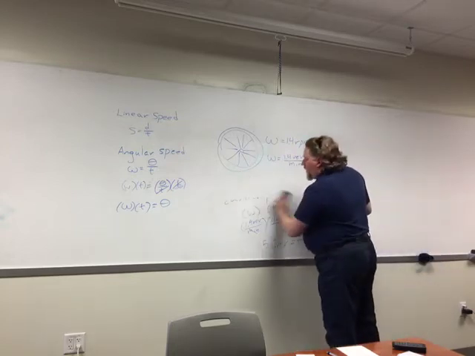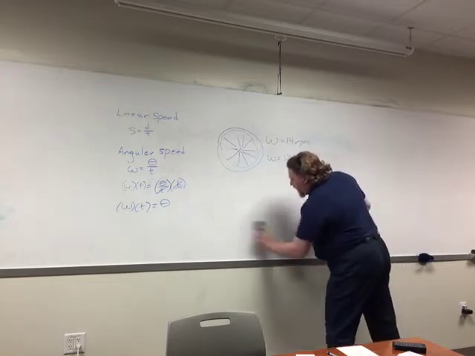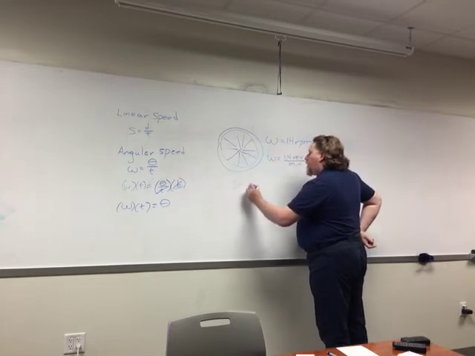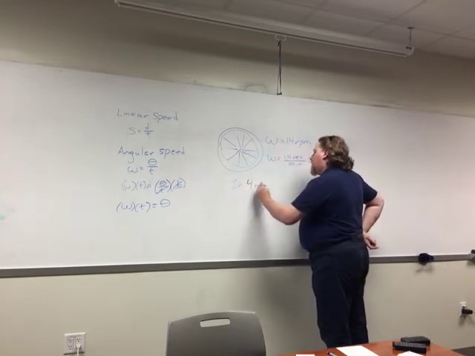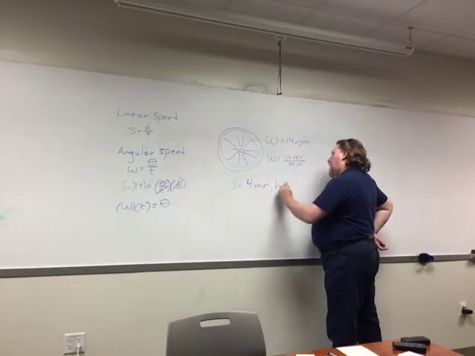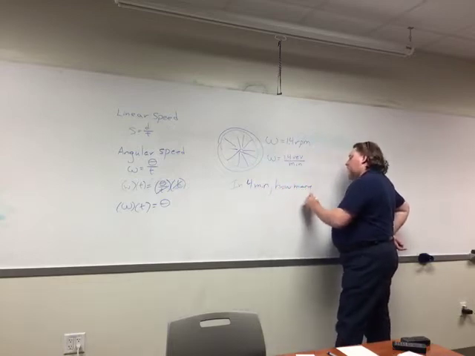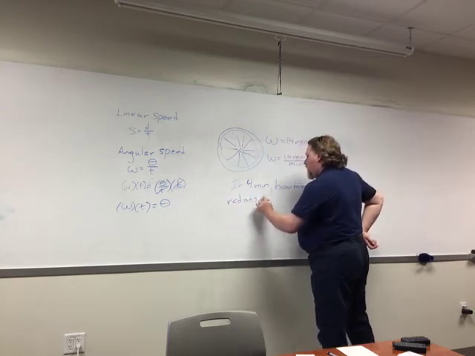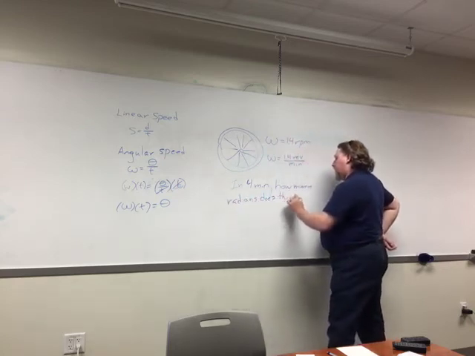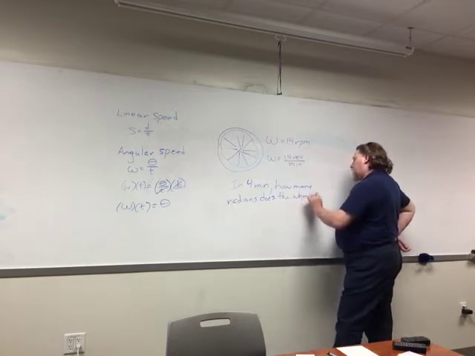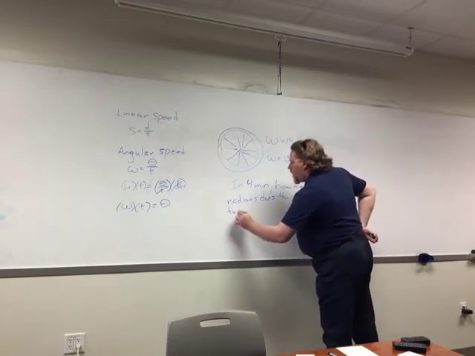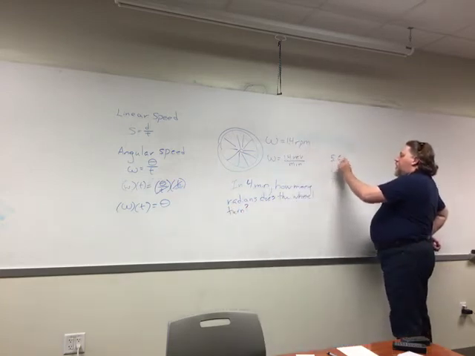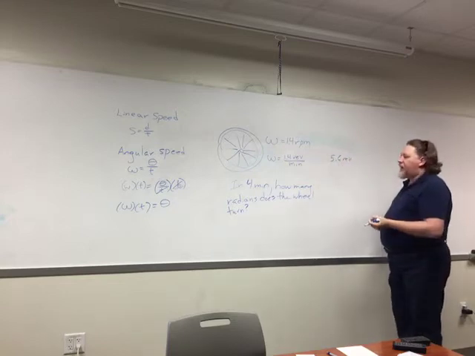So what if we had this same problem, but I change it just a little bit? In 4 minutes, how many radians does the wheel turn? Well, we already know that it's 5.6 revolutions. We just figured that out.